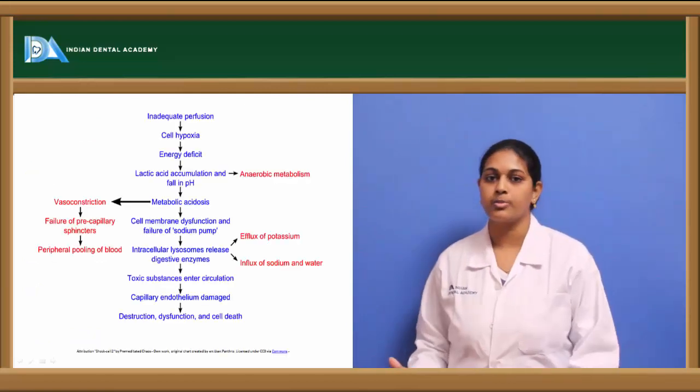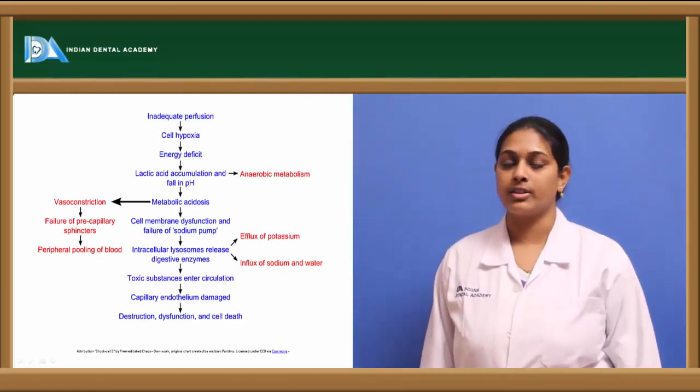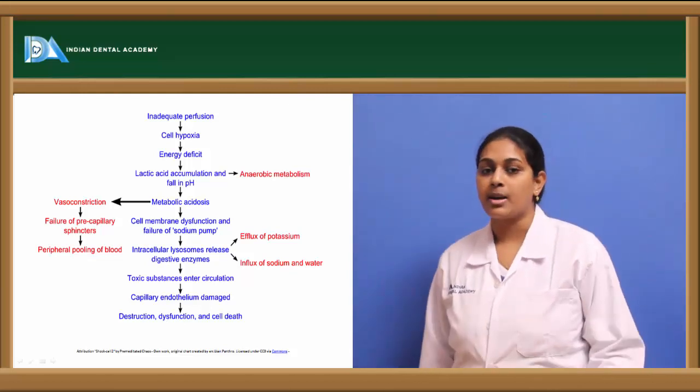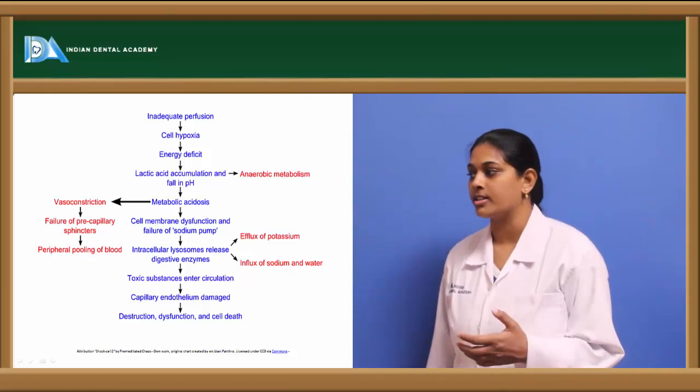Coming to the detailed description of what happens in the 4 stages: inadequate perfusion, that is inadequate blood supply to the body organelles, results in hypoxia, that is decreased oxygen content in the cell.